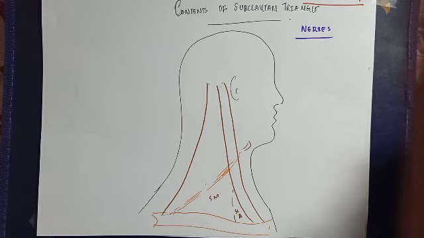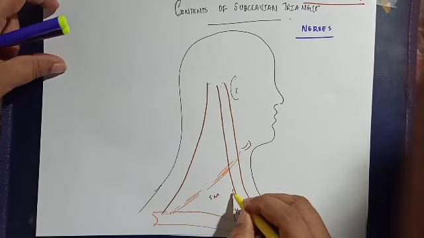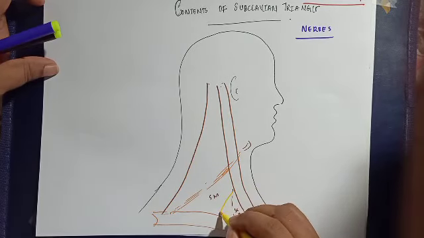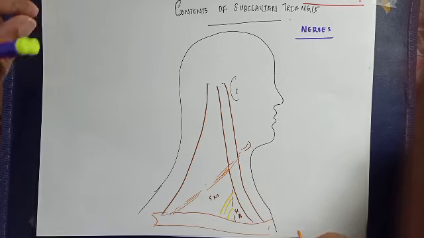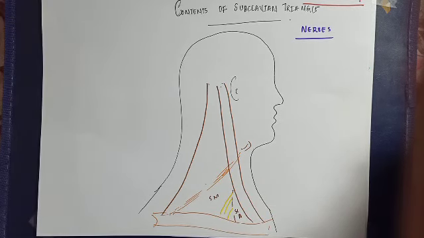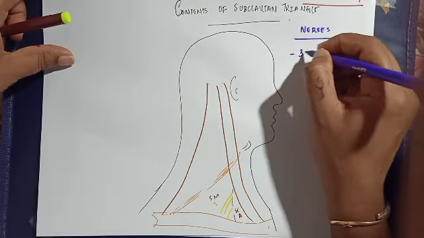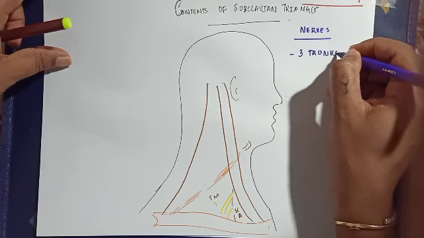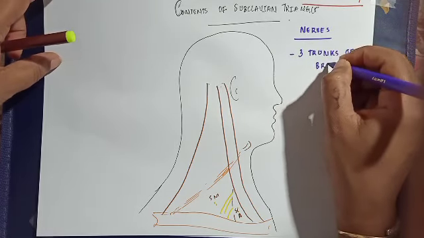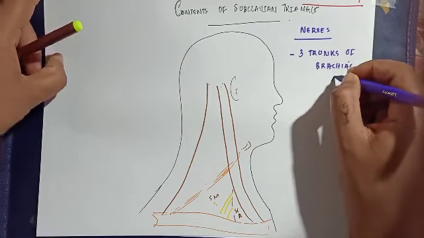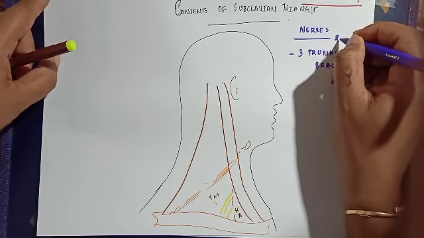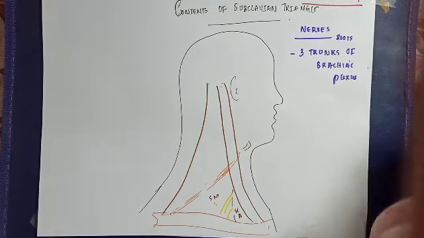trunks of the brachial plexus. There are 3 trunks of this brachial plexus, the upper trunk, the middle trunk, and the lower trunk, passing in the lower part of the posterior triangle, that is in the subclavian triangle, in between the scalenus anterior and the scalenus medius muscle. So the roots and the three trunks of the brachial plexus are present in this region.